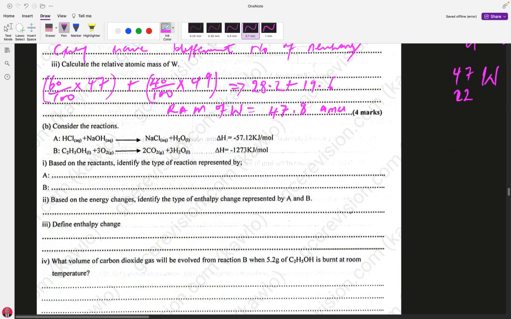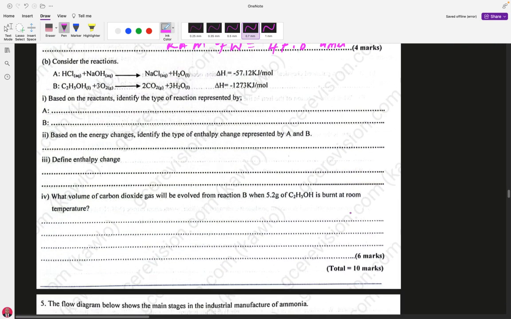Let's move on to the B part of it. Consider the reaction: an aqueous solution of hydrochloric acid plus an aqueous solution of sodium hydroxide to give a salt, which is sodium chloride, and water. AQ is aqueous, that is a solution. This is an exothermic reaction. Why? It has a negative value.